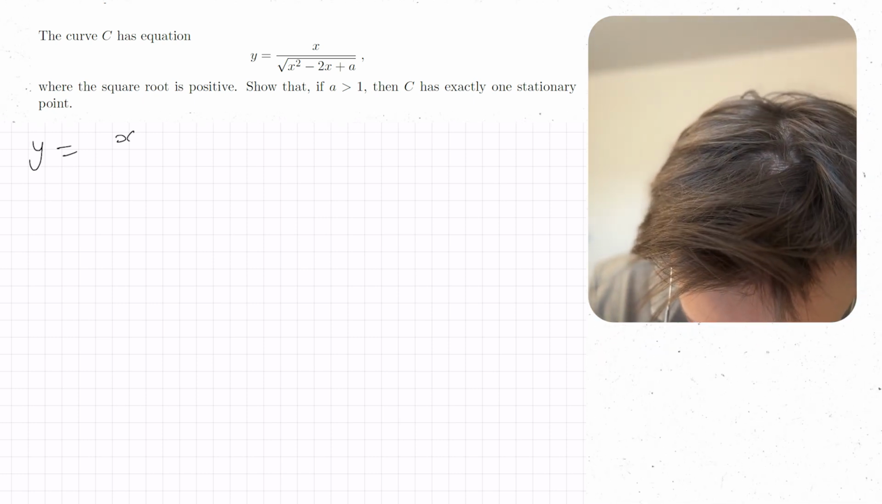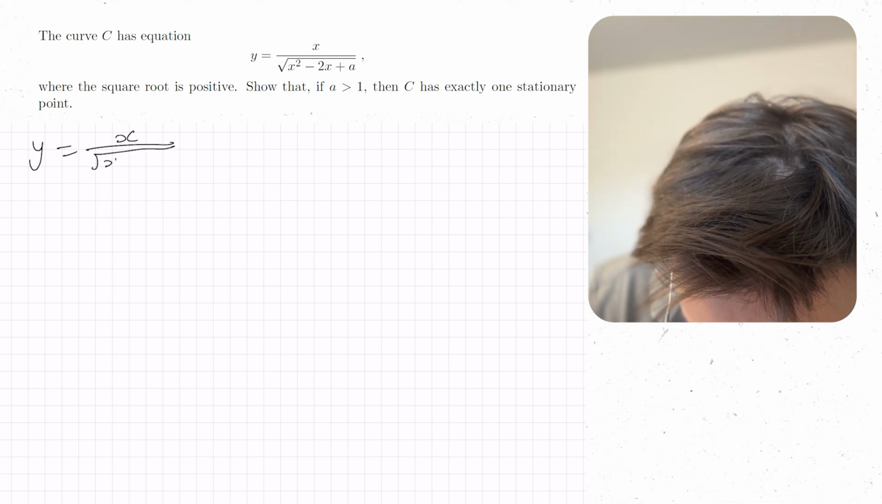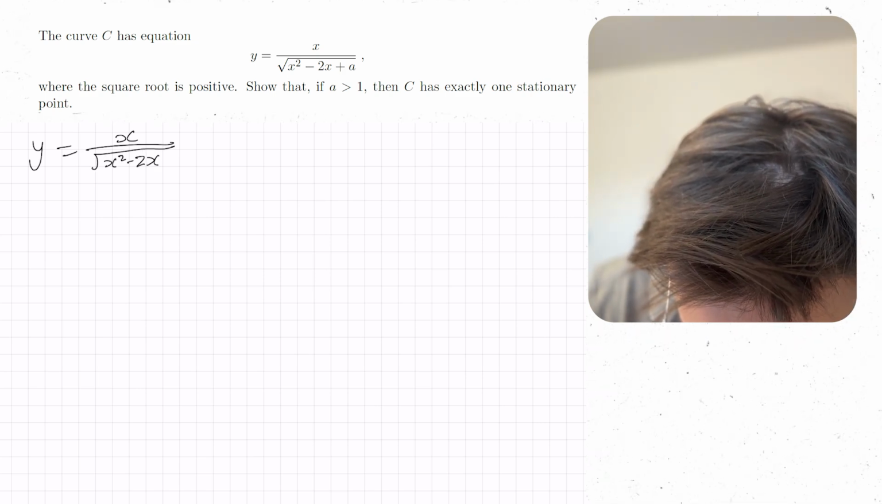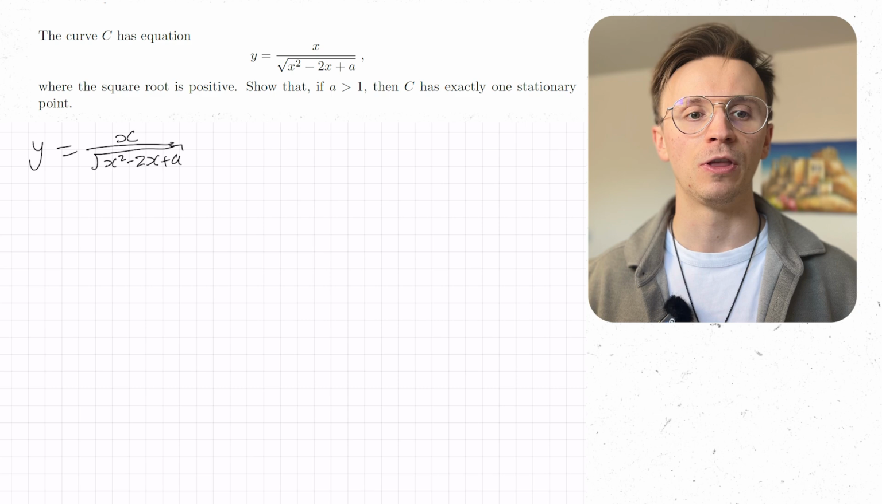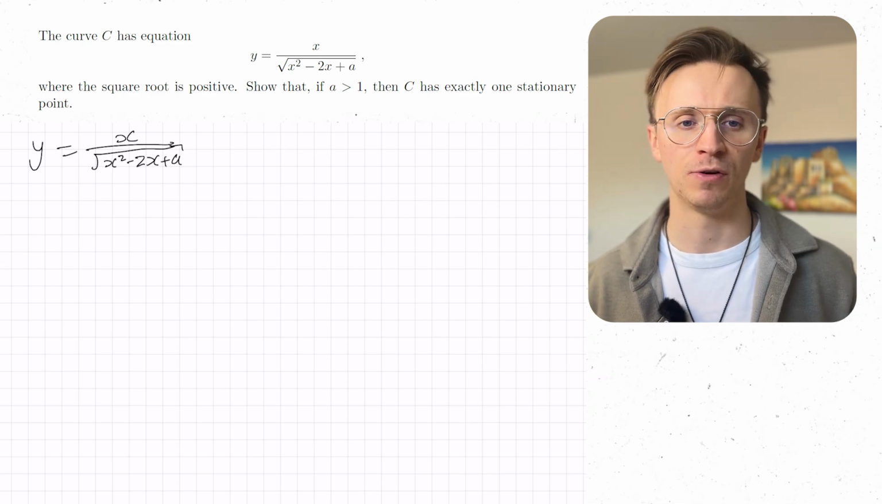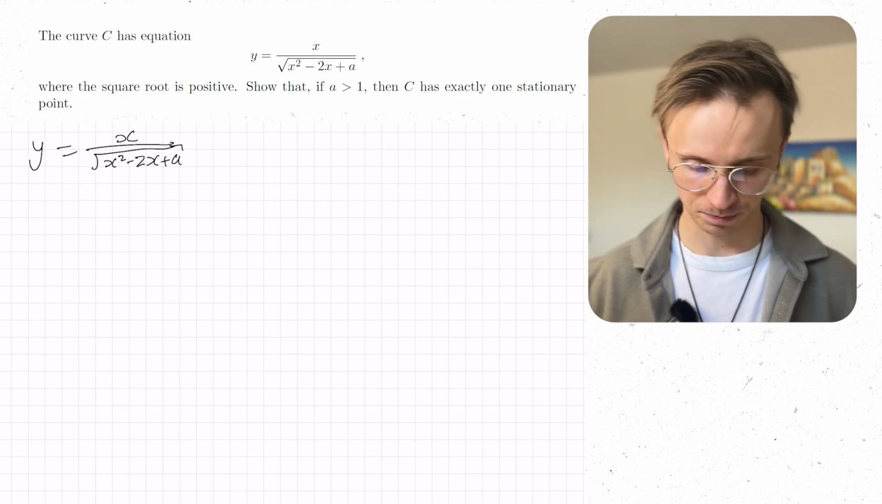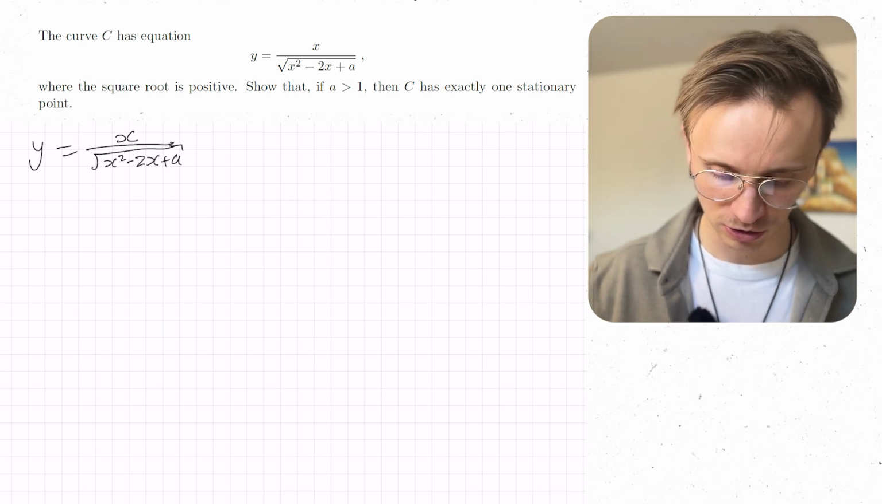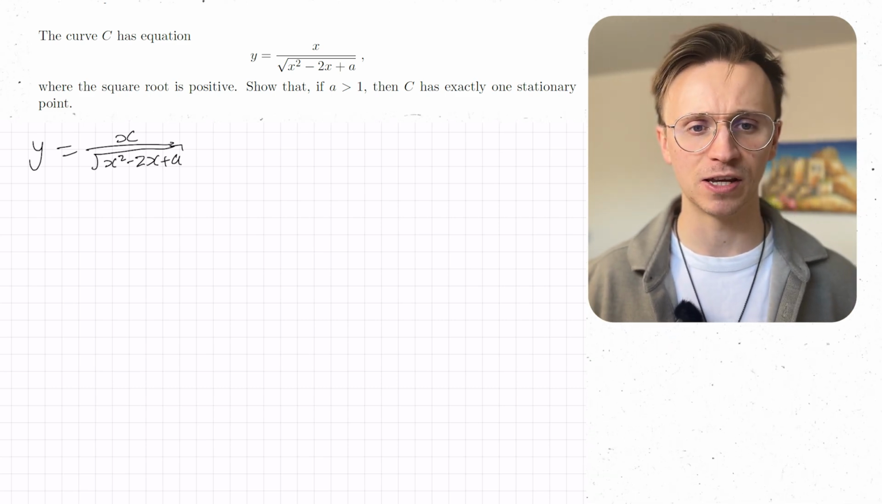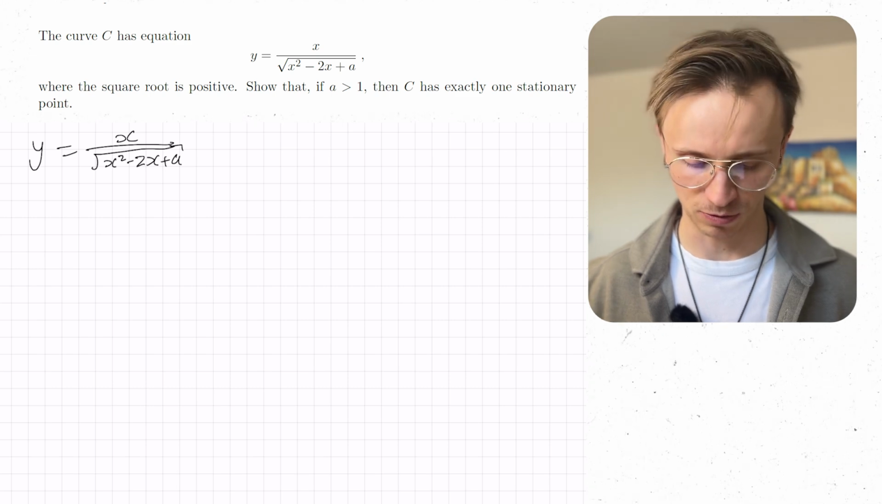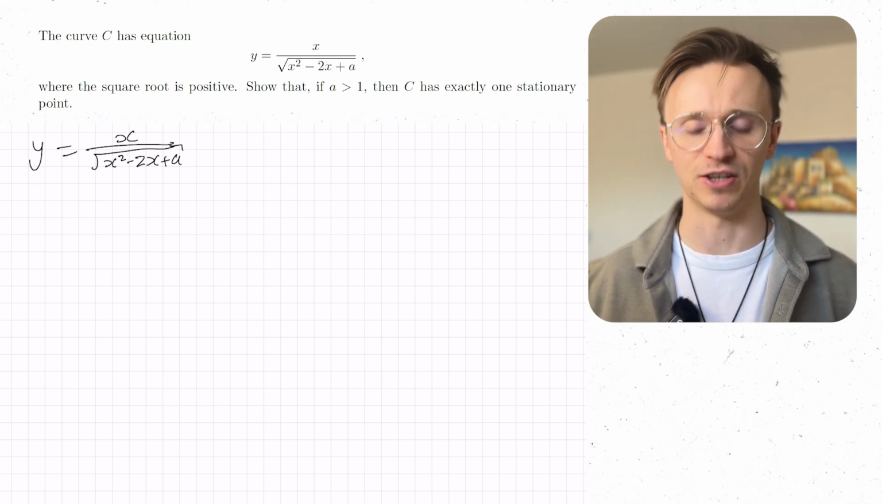We've got the equation y equals x over the square root of x squared minus 2x plus a. They've asked us to take the square root being positive, so we just need to be careful when we take square roots that we need to take the modulus of whatever we get out. They asked me to show that if a is greater than 1, then C has exactly one stationary point. So first off, we just need to find the stationary point.